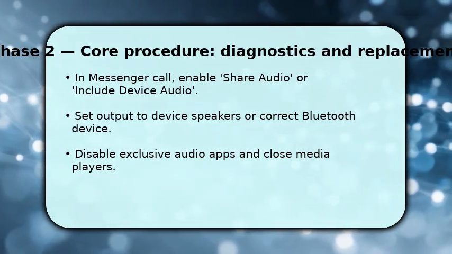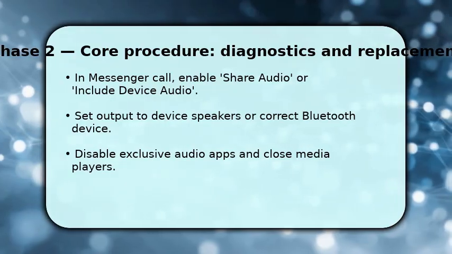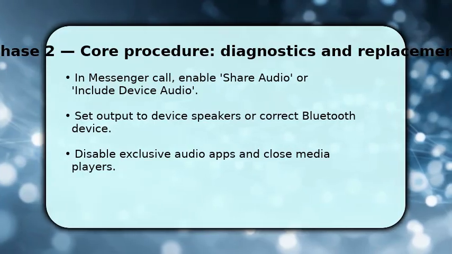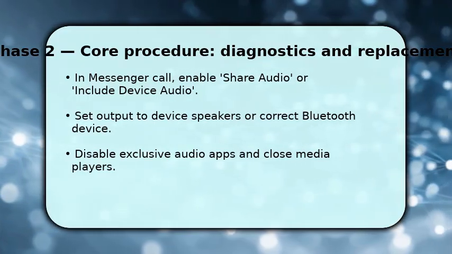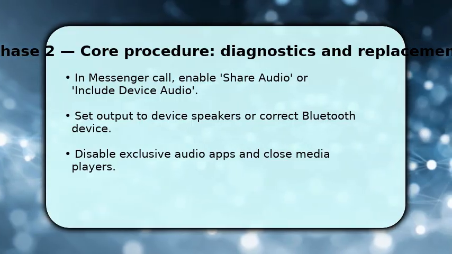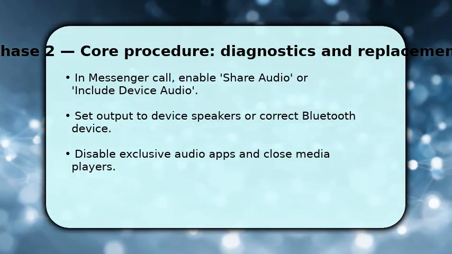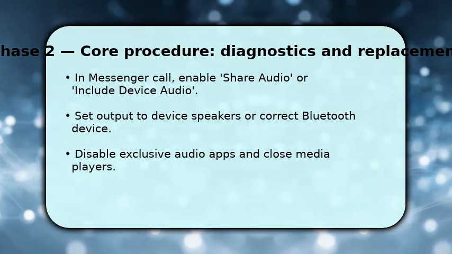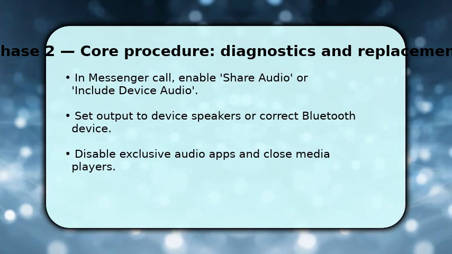Next, confirm your audio output. Select device speakers or the correct Bluetooth headset in system sound settings. If another app is holding exclusive audio, disable that feature or close competing media players. Otherwise, Messenger can't access the audio stream. These steps align. Finish by validating everything in a short test call.